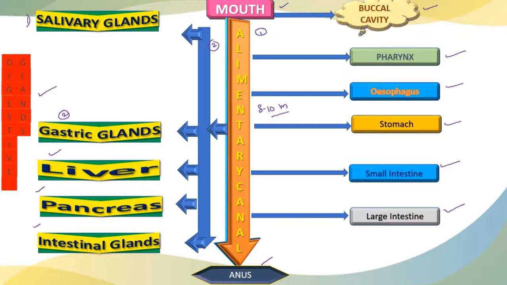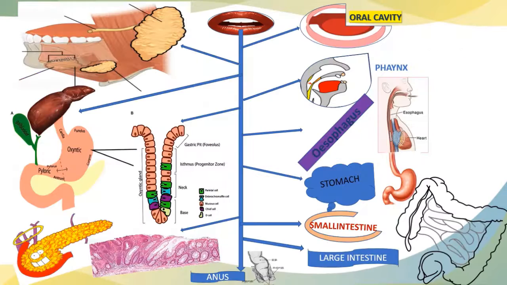Let's see them one by one now. We can display these parts as in this picture. First of all, the mouth. The mouth is the opening of the alimentary canal. It is a transverse slit. And the second part is the oral cavity or buccal cavity. In this area, ingestion occurs.